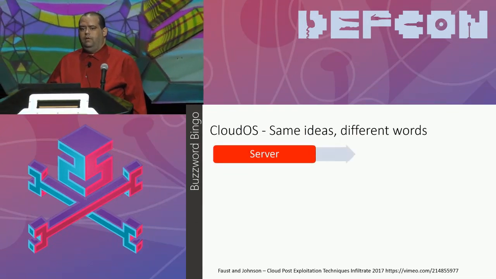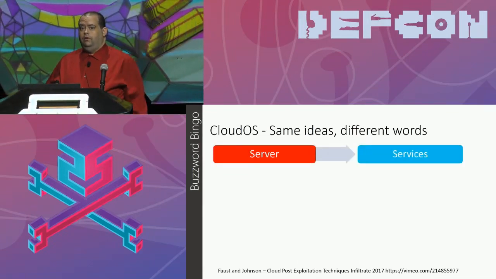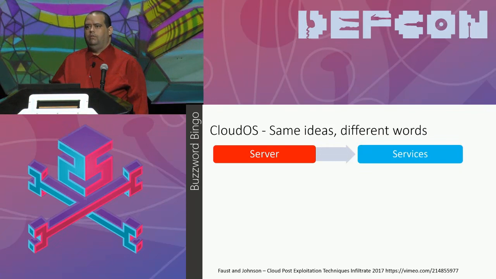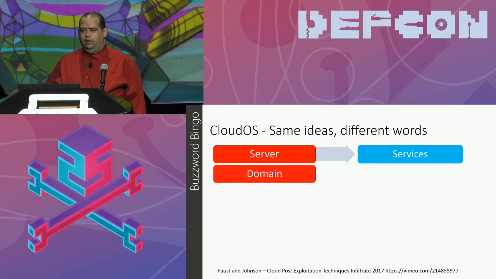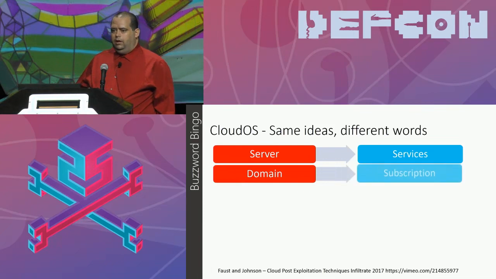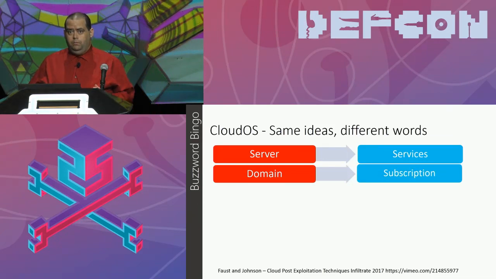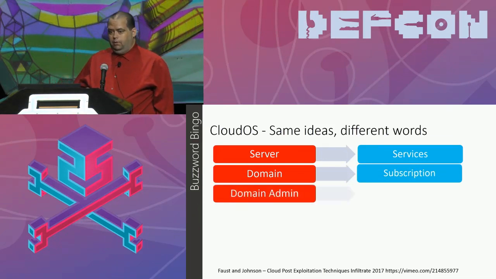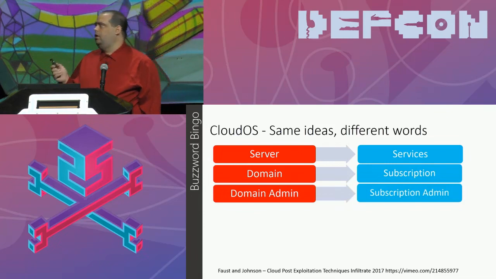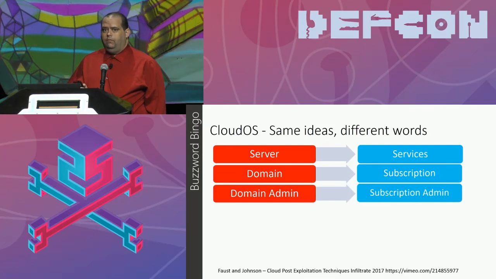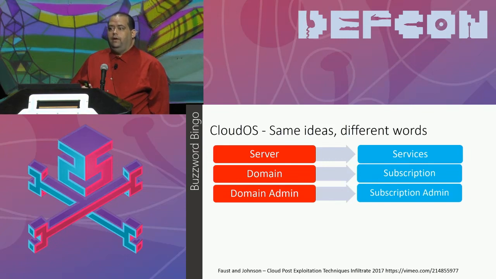Rather than a single server, you have a service where everything is done for you. You're not considering what box it's running on or anything. You're just asking for them to provide a service like a database, and then everything behind it's handled. Rather than a domain, you have an account or subscription, and everything is contained within that container. So rather than a domain admin, you have subscription admins. And this is a really key point I want you to take away from this. Subscription or account admin or root in the cloud environment is equivalent to domain admin in a traditional domain. If you can own the account at that level, you can own all of the resources within the account.